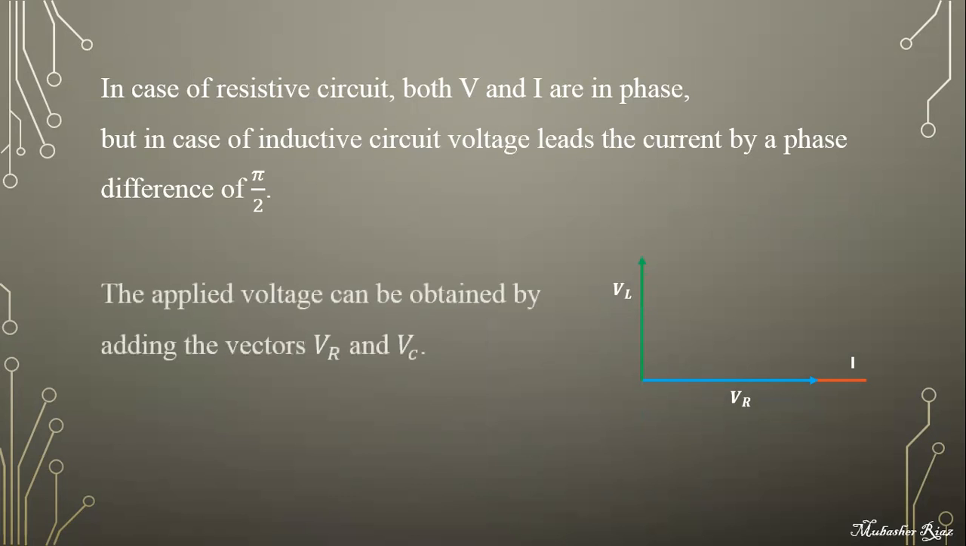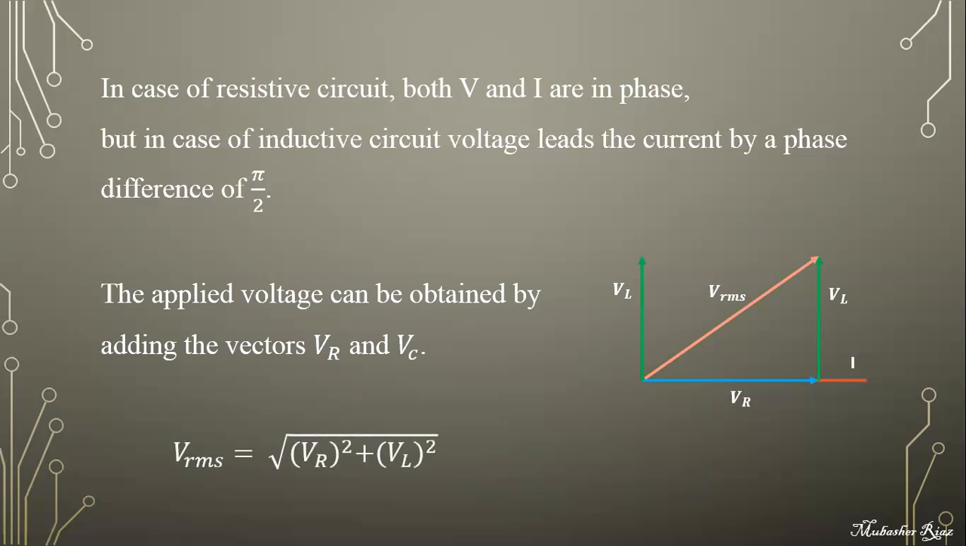To get the resultant voltage or the applied voltage, we can use the vectors addition method. So by repeating the same process, there is a parallel line of VL and the resultant can be drawn by drawing a line whose tail coincides with the origin and head coincides with the head of second vector. So this is the resultant voltage.